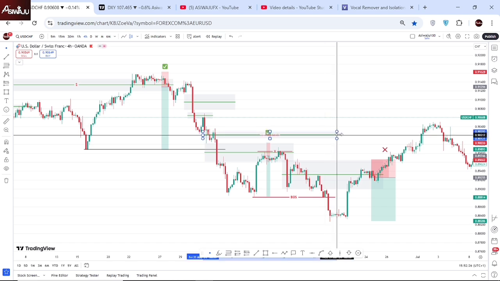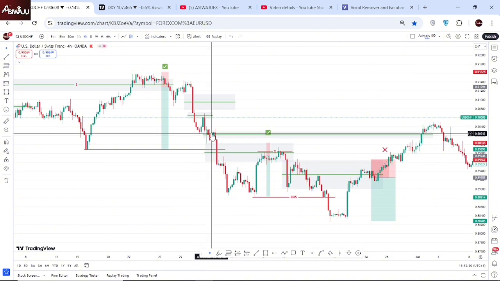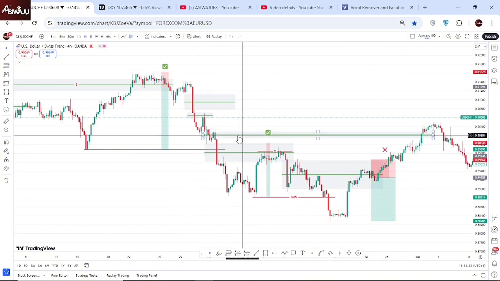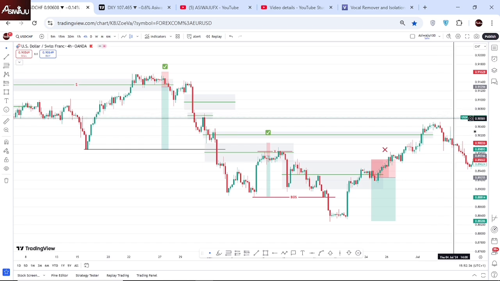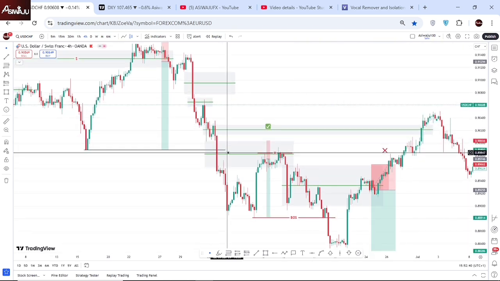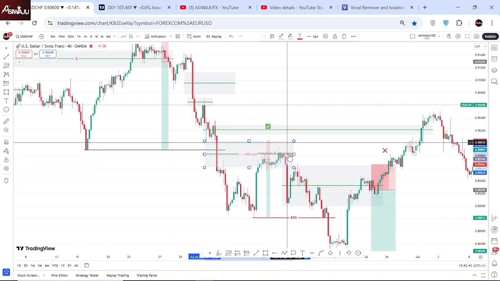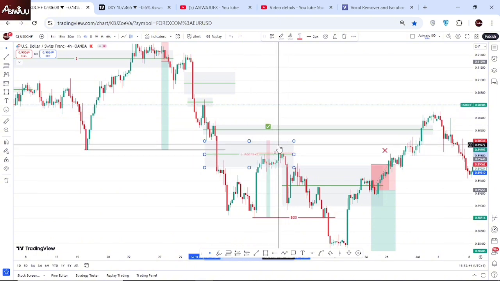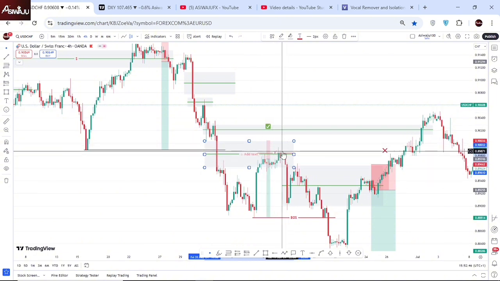So price went up again, came to this inefficiency we have here, because this inefficiency has not yet been filled. As you can see, this inefficiency is not yet been filled. So price went into the second inefficiency we have here that's not yet been filled. This one has already been filled. We have nothing to do with this anymore. Price has already come inside of it, filled up to the 50% level of the inefficiency.